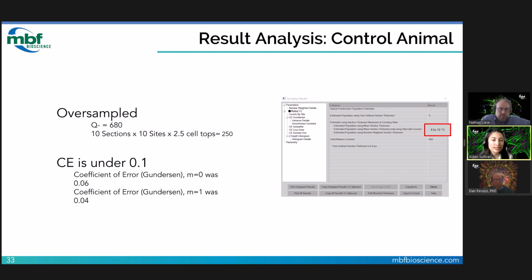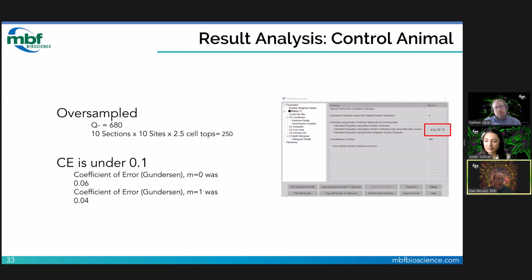So looking at the Q minus for my data, you might say that I oversampled and have a little bit of room to improve on efficiency here. And I also put my Gundersen CEs for this animal up on the screen. I have an M0 Gundersen of 0.06 and an M1 of 0.04. Dan, do you think that those CE values also suggest that I could get away with a little bit less sampling? Yes, they're under 0.1, so they do indicate that.